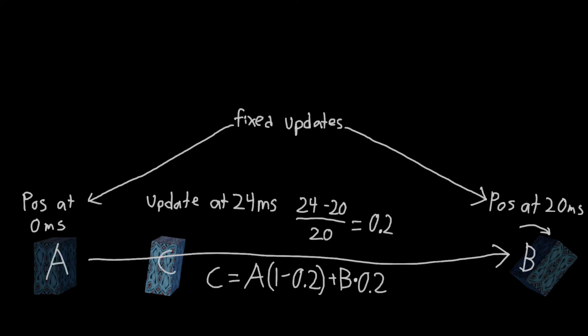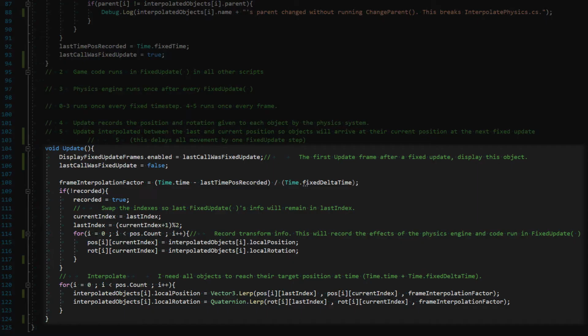This means every movement in the game is displayed one FixedUpdate cycle after it happens. So the value at 4 milliseconds is displayed at 24 milliseconds because we need both the 0 millisecond and 20 millisecond locations in order to calculate it. This isn't great, but the only alternative to interpolation I know of is extrapolation, which would cause a lot of problems as the game misguesses where each object is about to move.